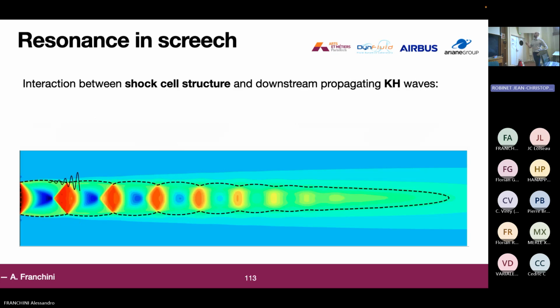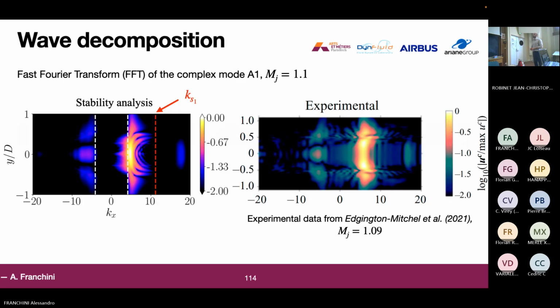So the idea is that there is the Kelvin-Helmholtz wave that propagates downstream, and when it interacts with the shock cell structure, there are these two waves that are generated, the K plus and K minus, and this K minus is responsible for the closure mechanism of screech.